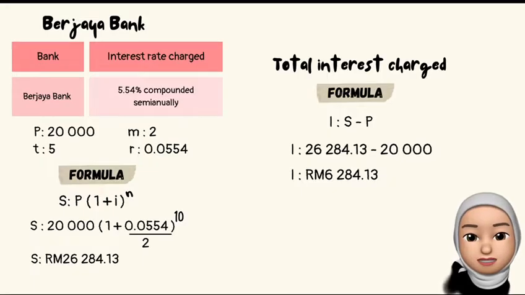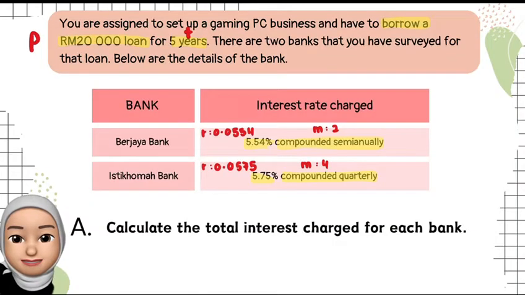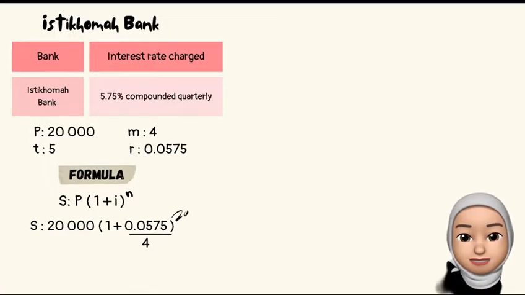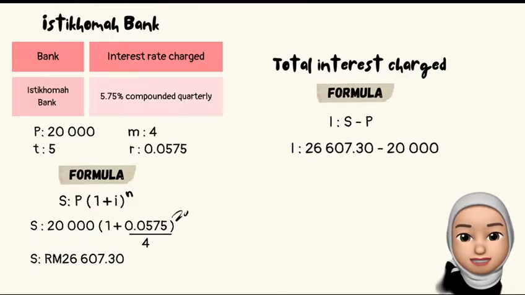For Istiqomah Bank, it's the same as Batrisya Bank, but there will be a difference for M and R, which is the interest rate charged by Istiqomah Bank, 5.75%, which you need to convert to 0.0575, and lastly, compounded quarterly, which is M equal to 4. After you get all these values, you need to substitute into the formula, S equal to P bracket 1 plus i bracket to the power of n, and then you will get the final answer, S equal to RM 26,607 and 30 cents. After that, you substitute the final answer into the formula of total interest charge, I equal to S minus P, and then you will get the final answer, I equal to RM 6,607 and 30 cents.